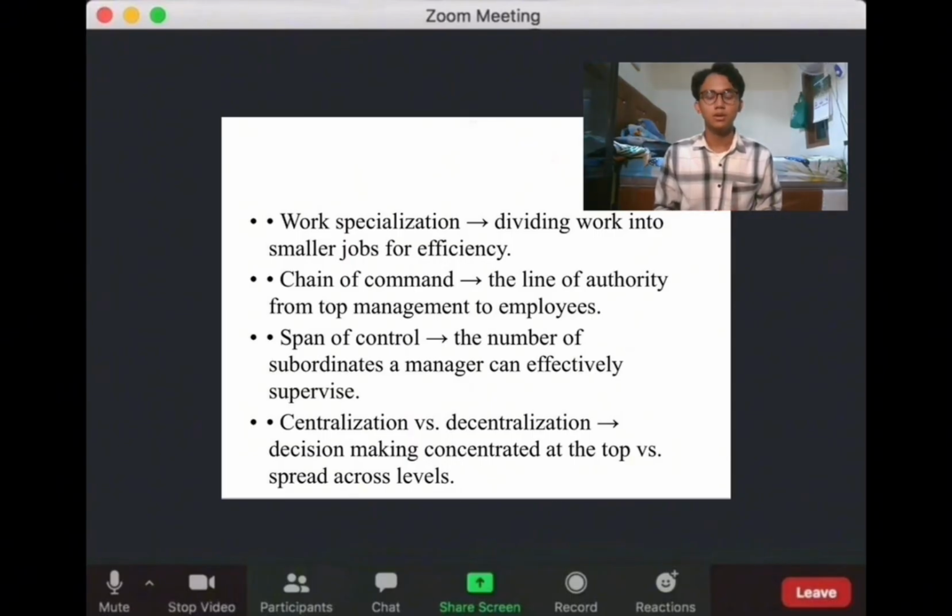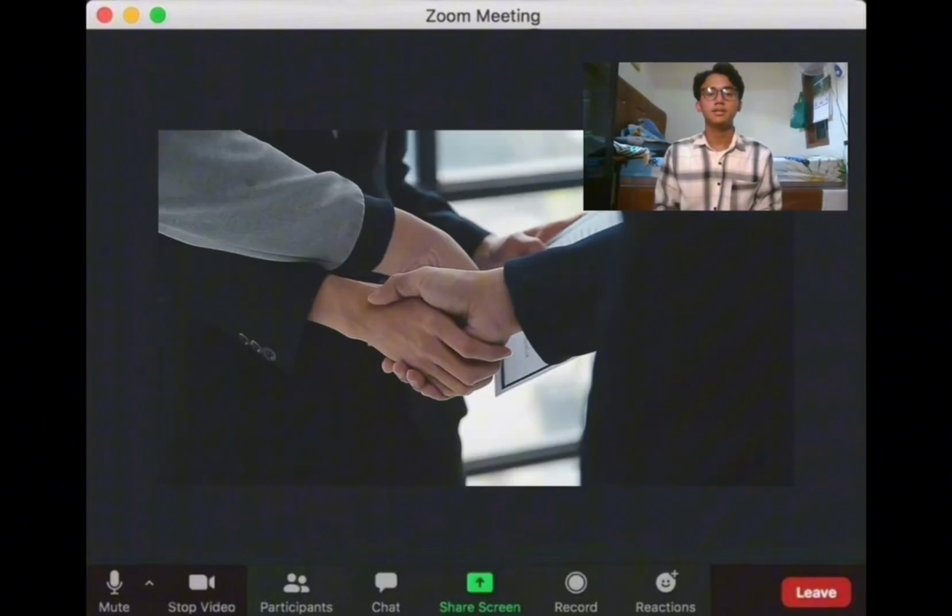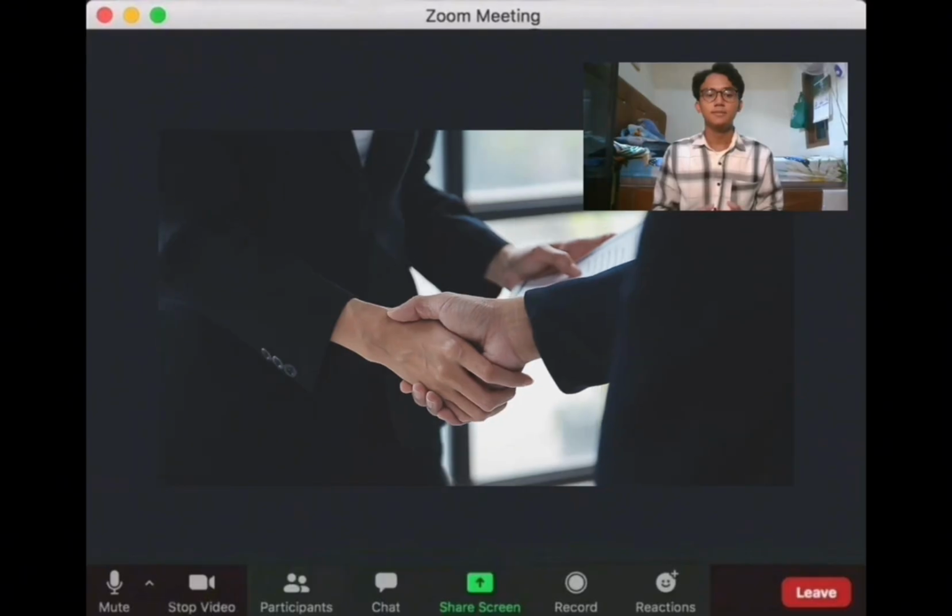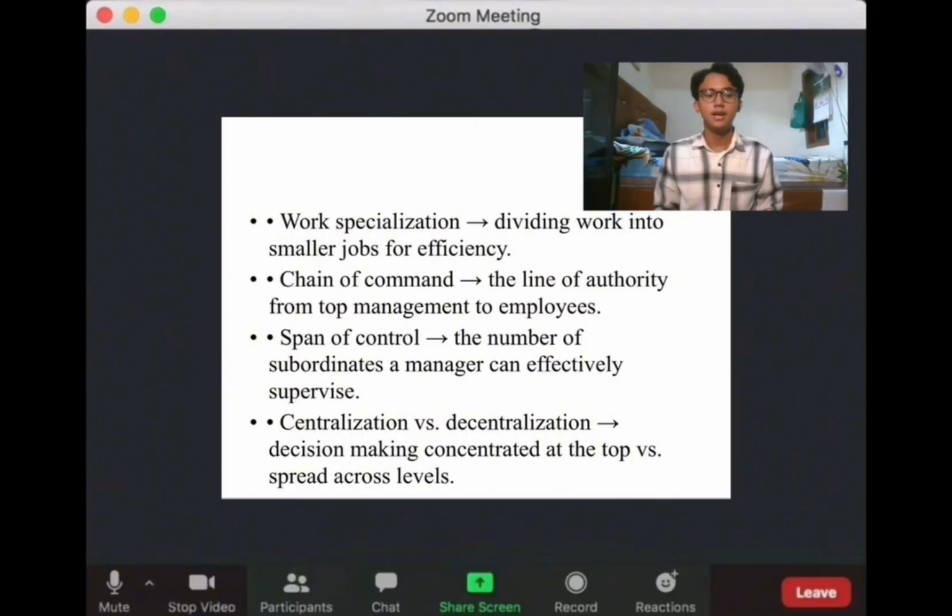First, work specialization, dividing tasks into jobs. Second, chain of command, the authority line from top to bottom. Third, span of control, the number of subordinates per manager. And fourth, centralization versus decentralization, which is about where decisions are made. And the last, or fifth, is formalization, the use of written rules and procedures.